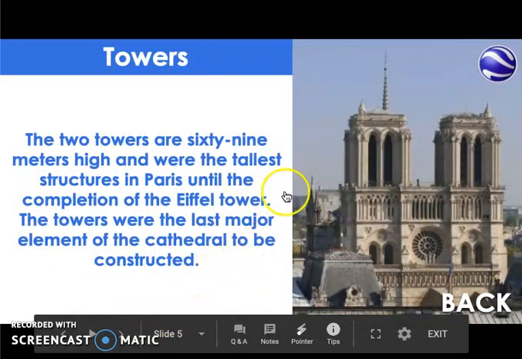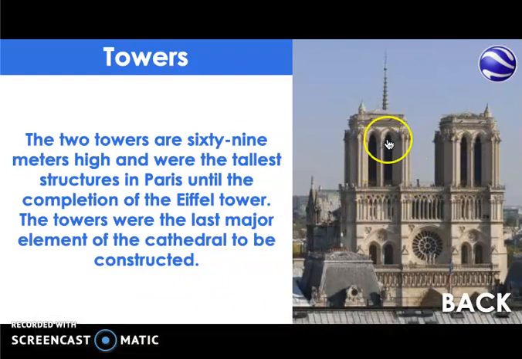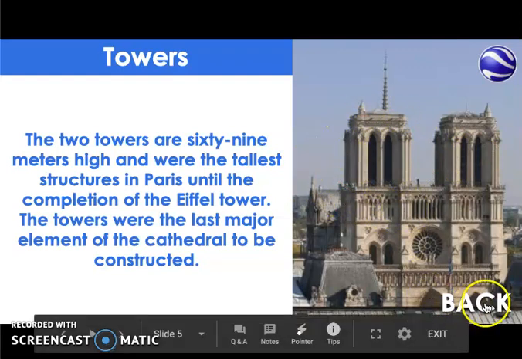The next thing we're going to talk about are the towers. The towers are these 2 really tall structures up here. This is where the bells are hung in the church. They are the tallest part of the church and usually the last element that was added to the construction of the church. And this is the front of Notre Dame right here.